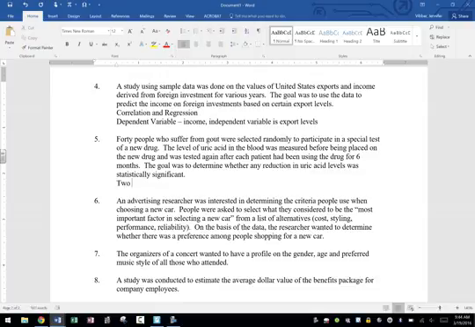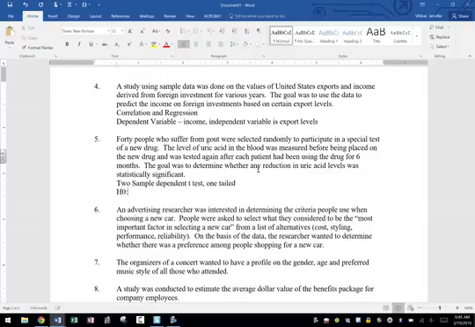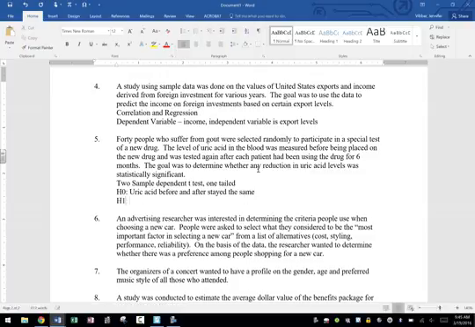I'm taking 2 samples of the same group. This is going to be a 2-sample dependent t-test. It is one-tailed because I'm looking for a reduction only. So status quo would be uric acid before and after stayed the same, and H1, uric acid decreased after using the drug.